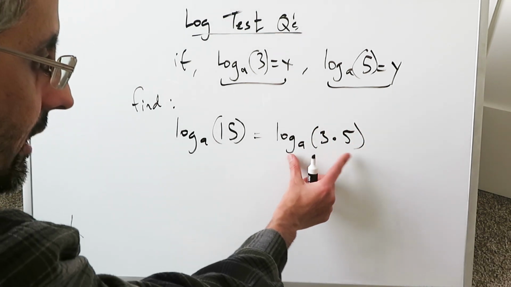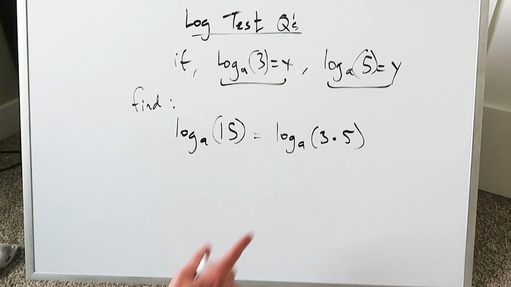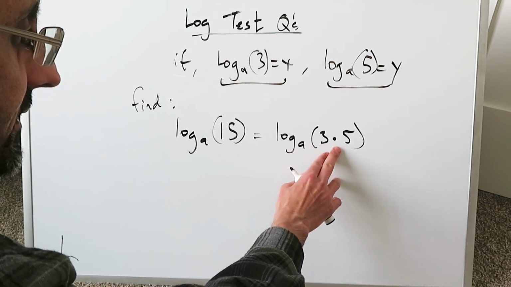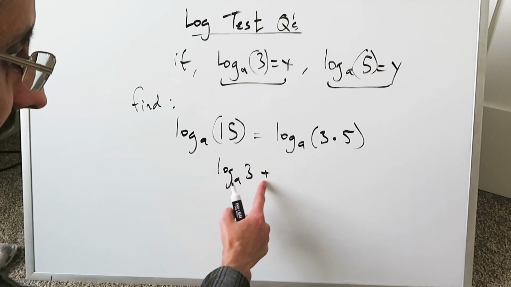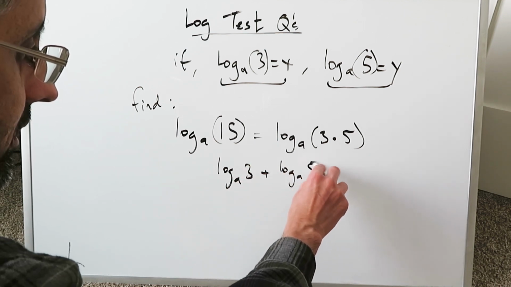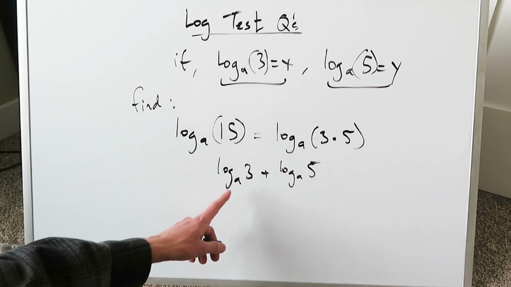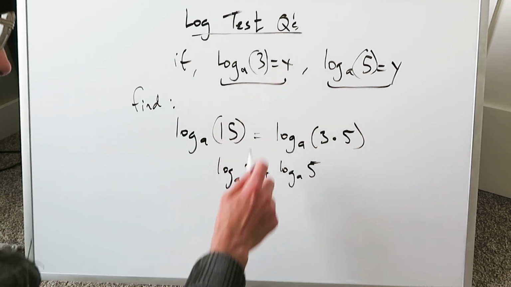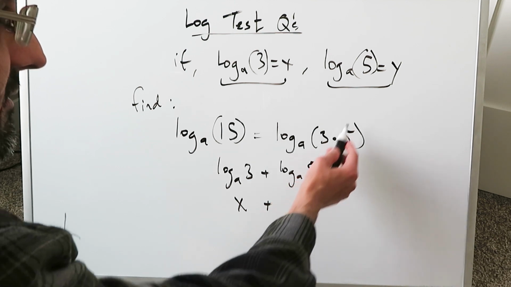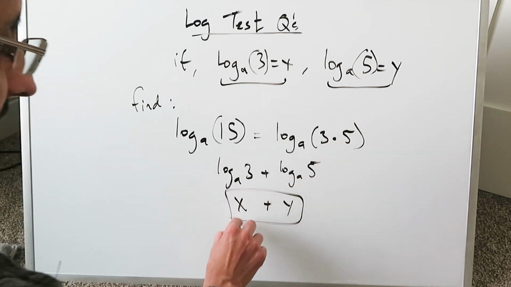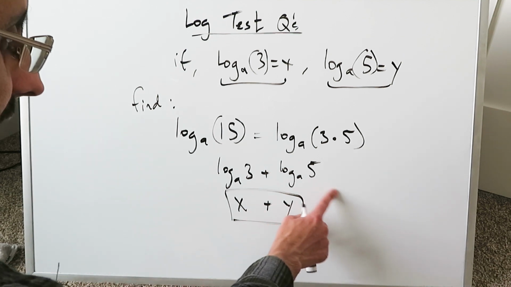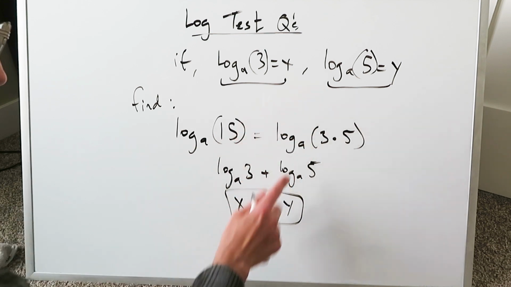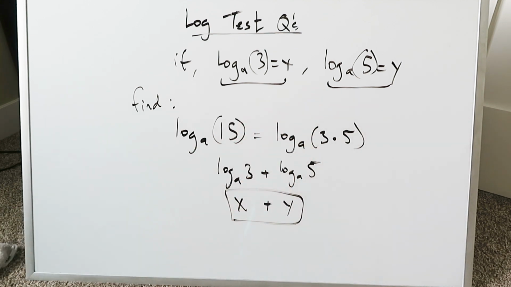If you were to separate this out, you have a product here in terms of a common log. When you separate a common log which is in a product relationship, it opens up as a sum, as a plus in there of their individual logs. Now look over here, you know log base a of 3 is equal to x, and log base a of 5 is equal to y, and this right here would be your representation, which would represent a suitable answer. Log base a of 15, based on these relationships, is equal to x plus y, and these are the type of questions which you need to be inherently familiar with.